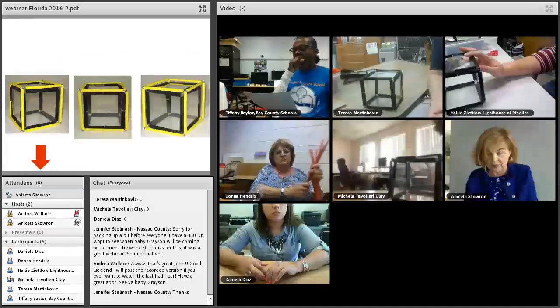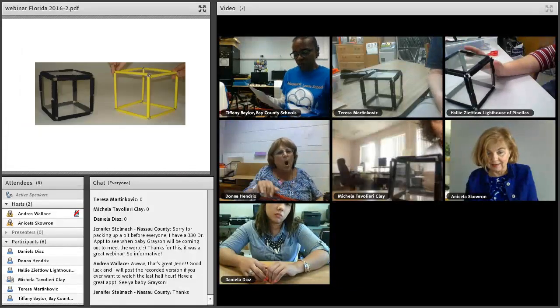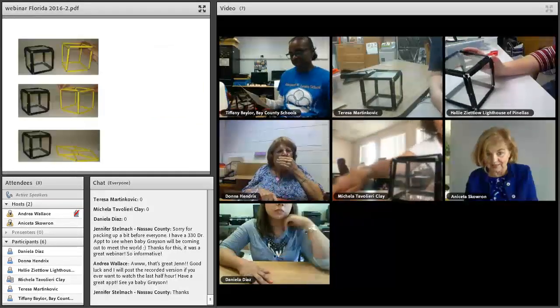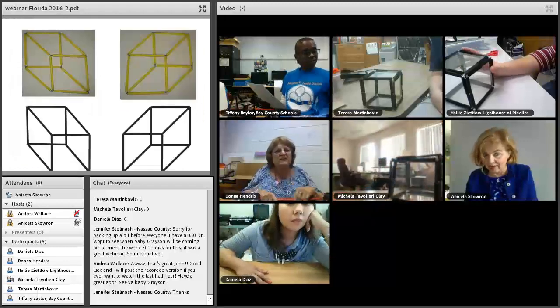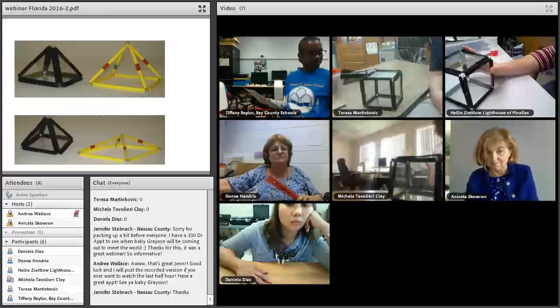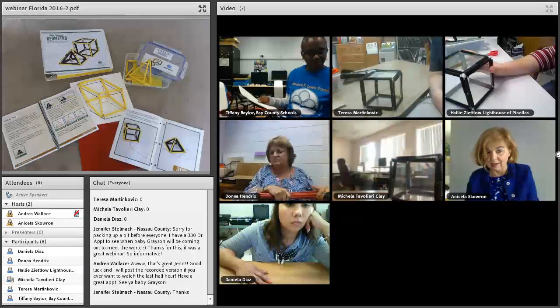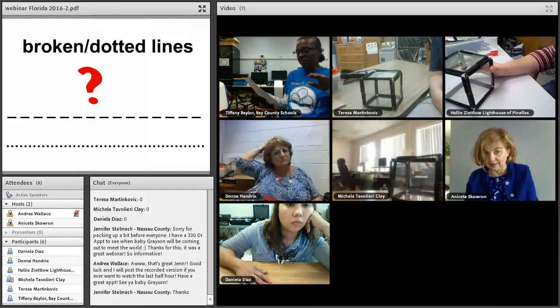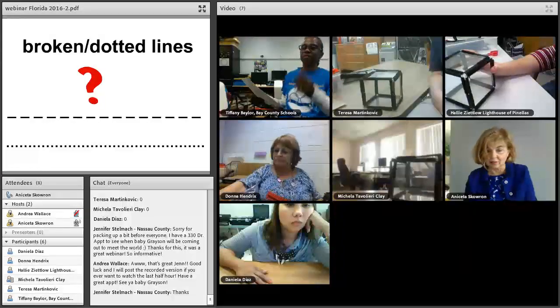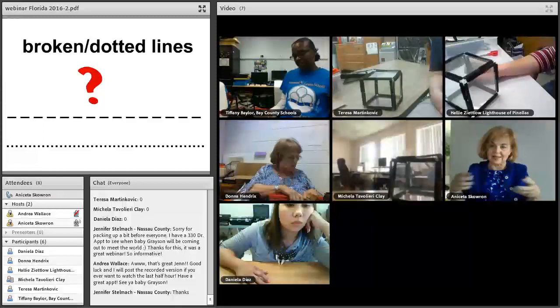You can see how you put it on the cube, how you then twist it, stretch it and put it flat. You can put it flat this way or this way, and you can do the same with a pyramid. So it looks like a pyramid, and you can put it up and down, and then you have the whole kit. Here are the broken and dotted lines. Again, on the drawings, you have broken lines and dotted lines.